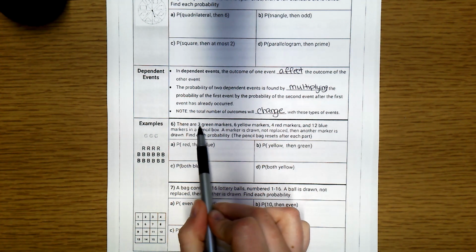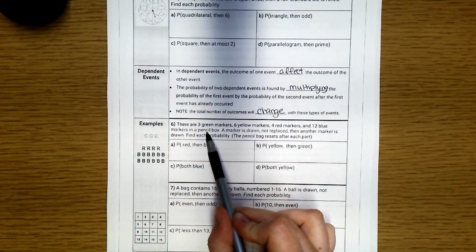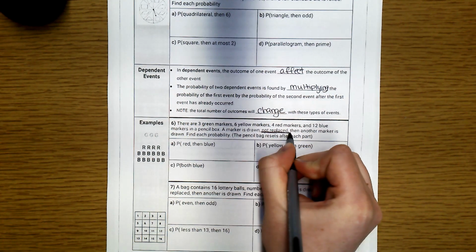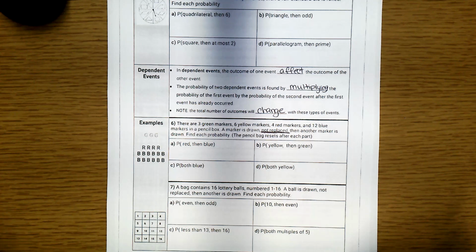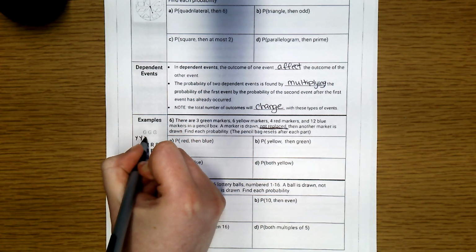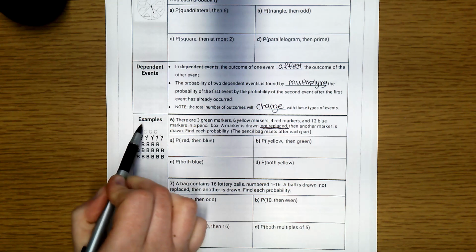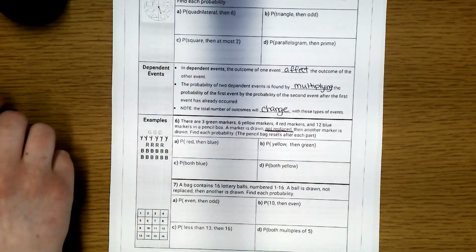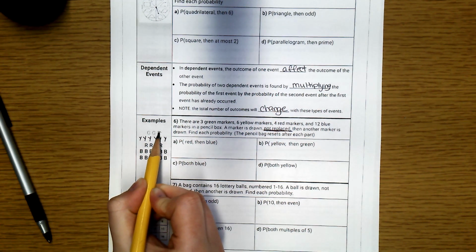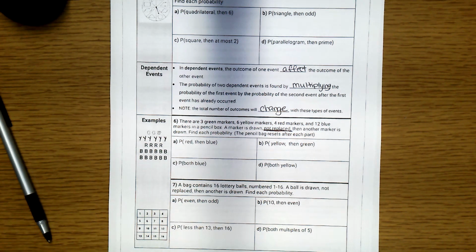It says, there are 3 green markers, 6 yellow markers, 4 red markers, and 12 blue markers in a pencil box. The marker is drawn, not replaced. That's a big thing we gotta know. And then another marker is drawn. Find each probability. So I have the pencil box over here. My Y's didn't print very well, so I'm just gonna draw 6 Y's. So here's my pencil box. I pick a pencil out and then it is not put back. So that's basically saying, okay, I pick a green, I'm taking green away. It's not coming back, so that's why I lightly crossed it out.